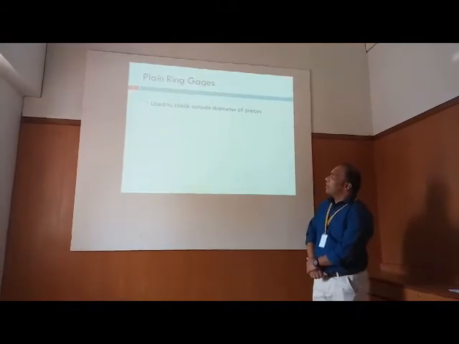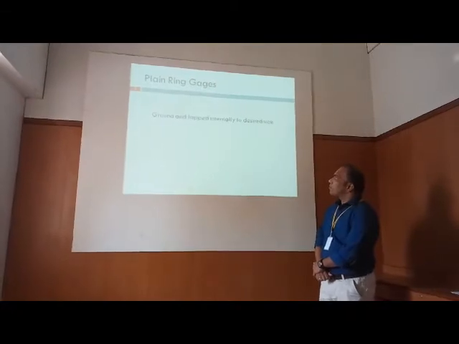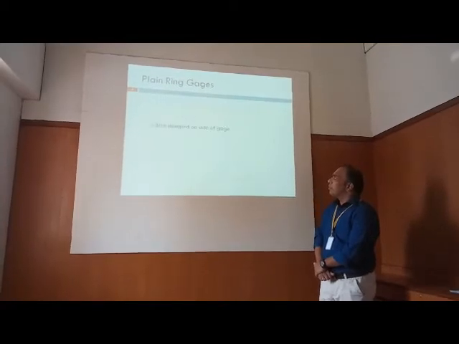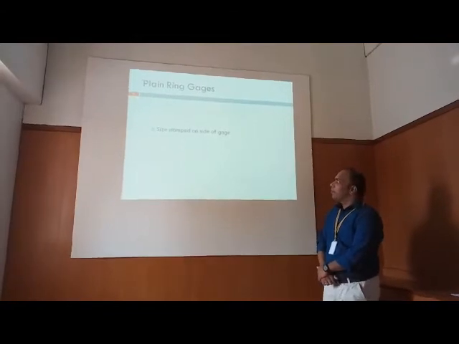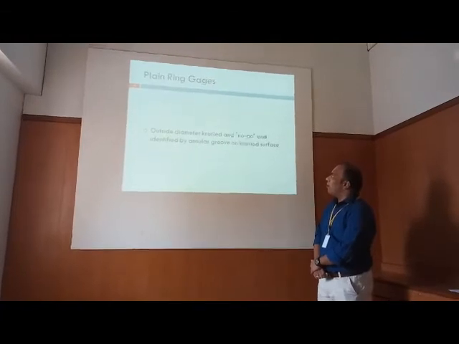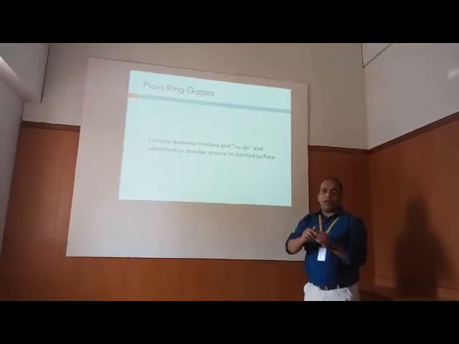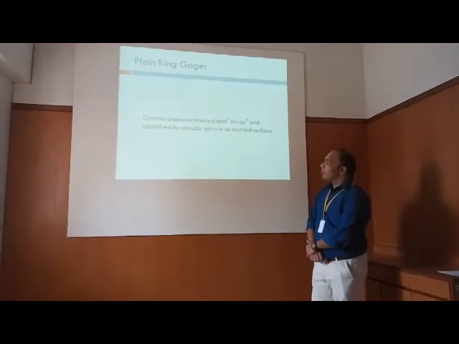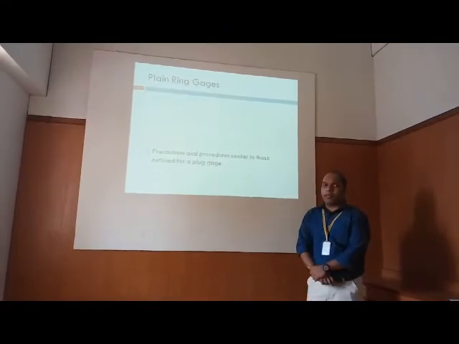Plain ring gauge is used to check the outside diameter of pieces. It is ground and lapped internally to desired sizes. The size is stamped on the edges, like in the plug gauge. The go end is the knurled surface and the no-go end is identified by an annular groove on the knurled surface. Now knurling is the process where we can grip it or hold it firmly. Precautions and procedures are always similar to those outlined for a plug gauge.